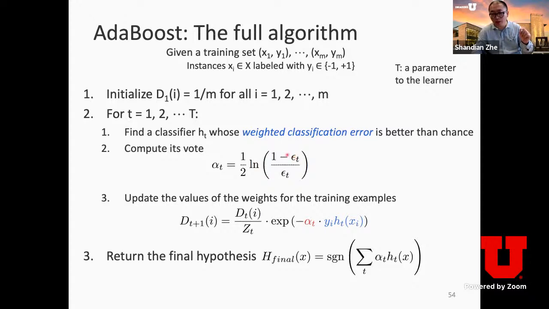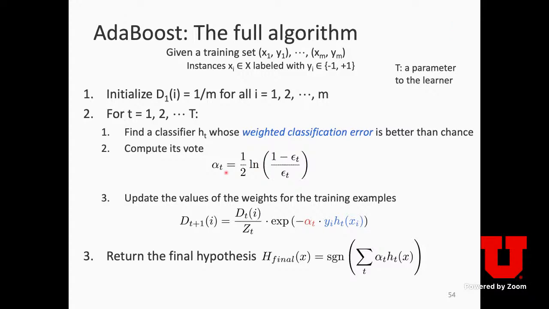The smaller epsilon t, the larger this fraction, and then the larger the alpha t. So it is kind of a trade-off. It's not only accounting for the hardest training example. If you correctly predict the example that has the largest weight, but incorrectly predict all the remaining examples, that won't guarantee you a big alpha t as well.